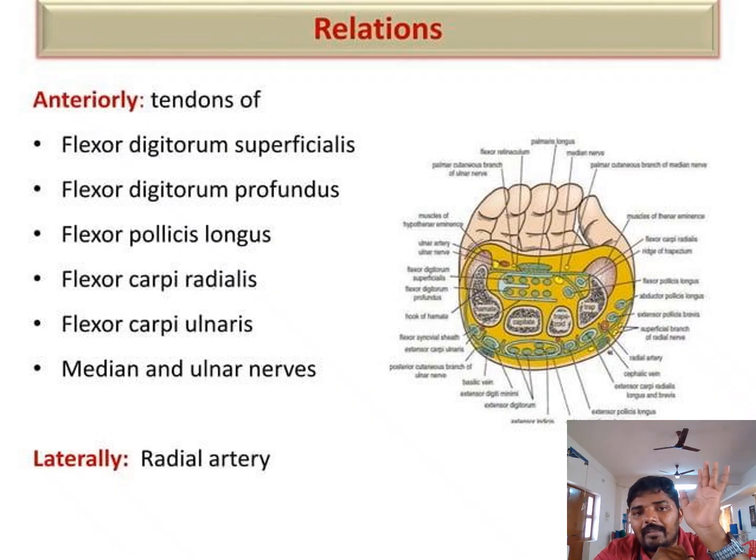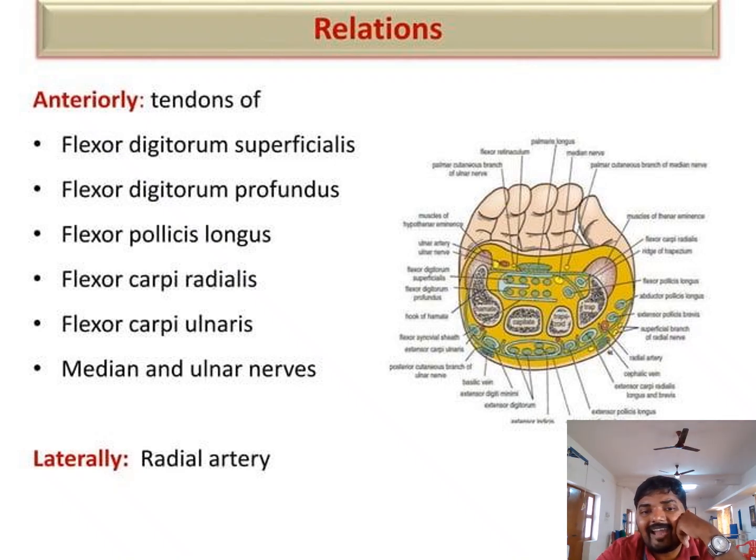Then flexor carpi ulnaris and flexor carpi radialis. The flexor carpi radialis acts on this area. The flexor carpi ulnaris mainly functions in flexion of the wrist. The flexor carpi radialis also helps in wrist flexion. Then the nerves: on this side is the ulnar nerve, and the center is the median nerve. These nerves are all present anteriorly.